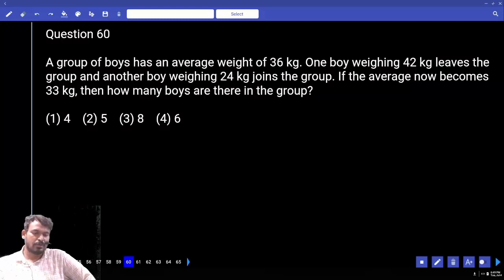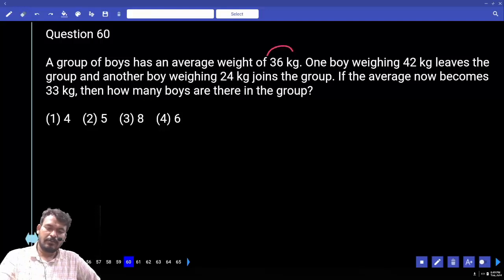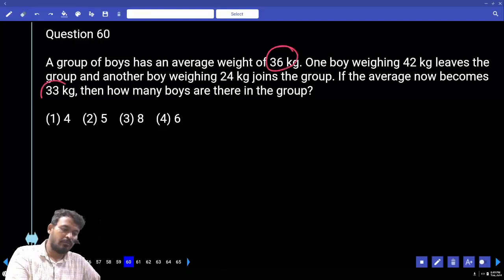33. What is the question here? How many boys are there in the group? The initial number of boys is required. There is no change in total strength. What is the original average? 36. What is the new average? 33.